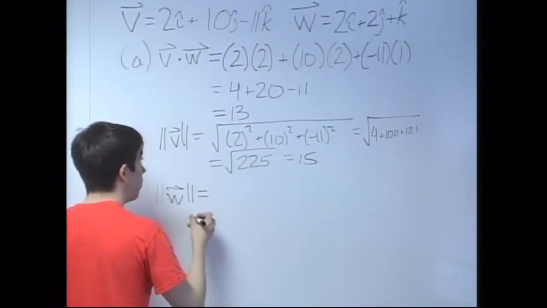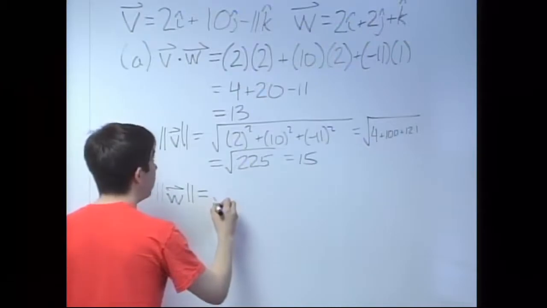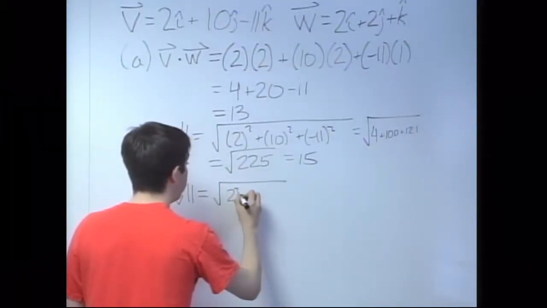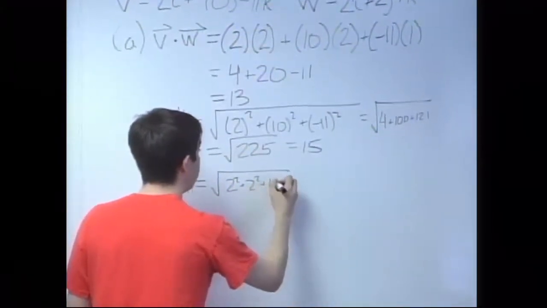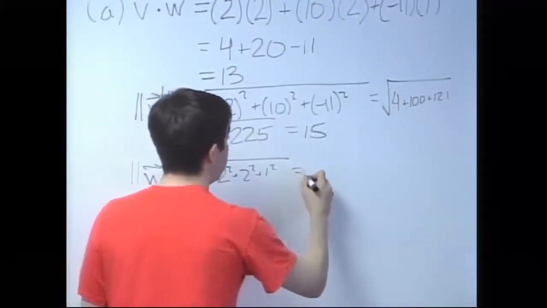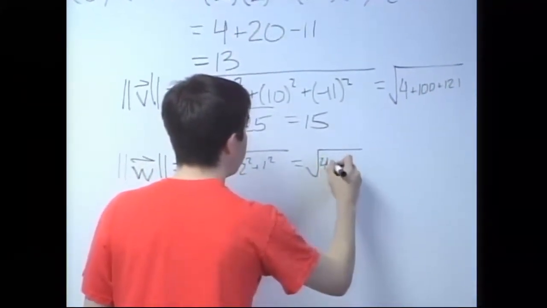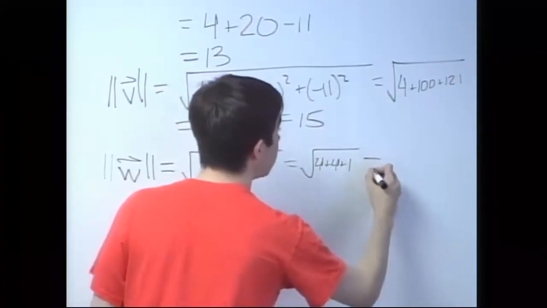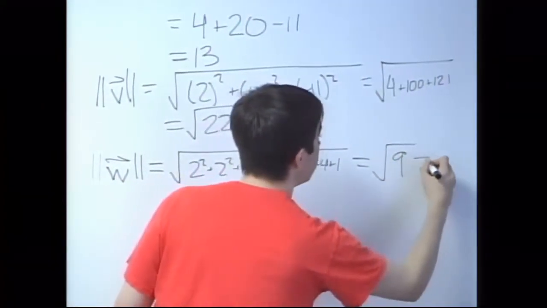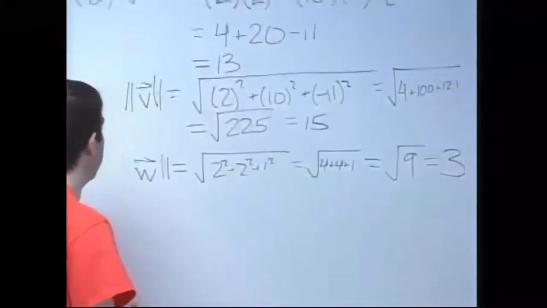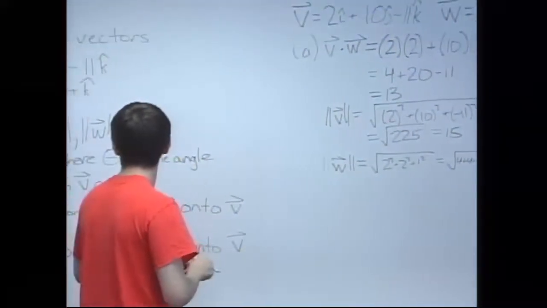And last but not least, the magnitude of vector w is the square root of 2 squared plus 2 squared plus 1 squared, which is equal to the square root of 4 plus 4 plus 1, which is equal to the square root of 9, which is 3. Okay, so that's part A of that problem.